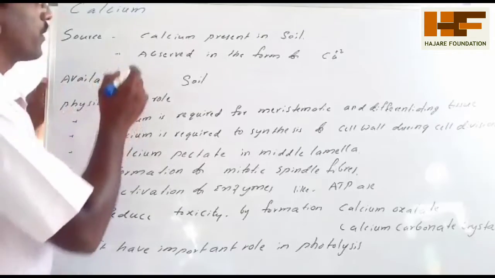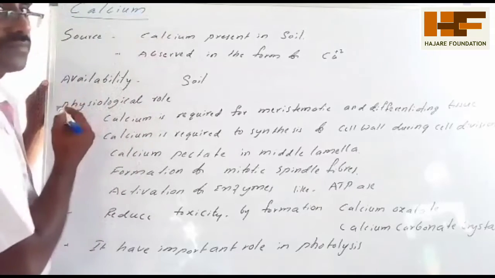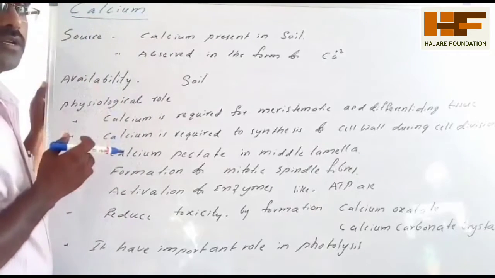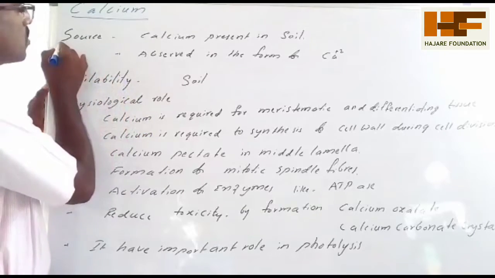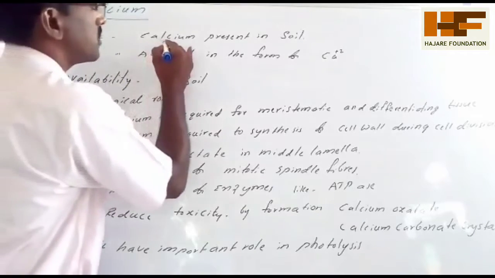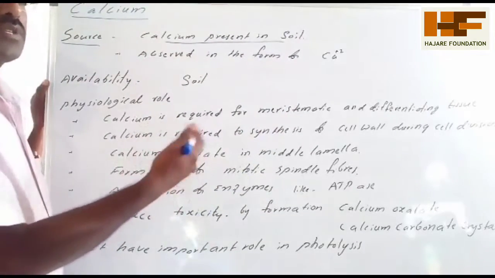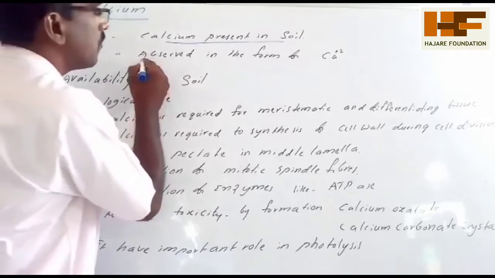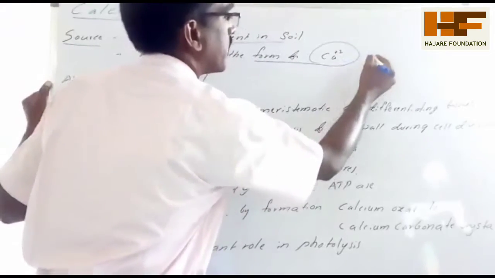Dear students, now we can see one more essential element, calcium. You know that calcium is important for animals as well as plant species. The source of calcium is present in the soil. Almost all the nutrients are available from the soil. The form of calcium absorption is in the form of calcium ions.